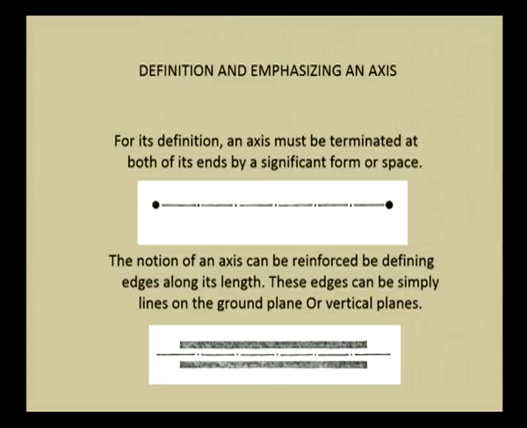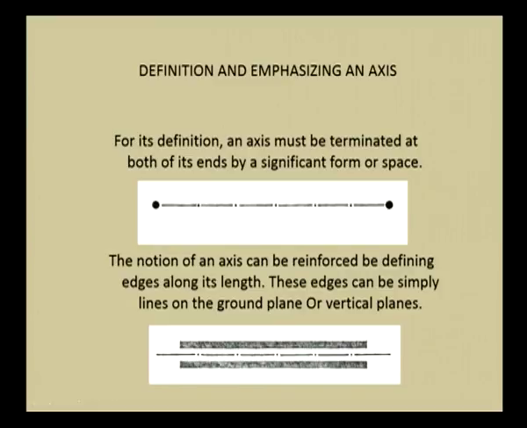For definition of axis, it must be terminated at both of its ends by a significant form or a space. If we do not have this termination at the end, the axis will be perceived as infinite, it will not be strong. So it should have a space or a structure on either end to make the axis stronger.